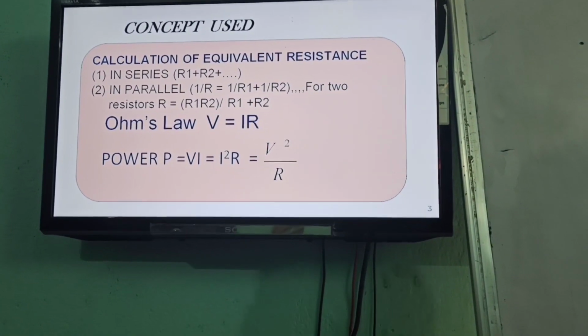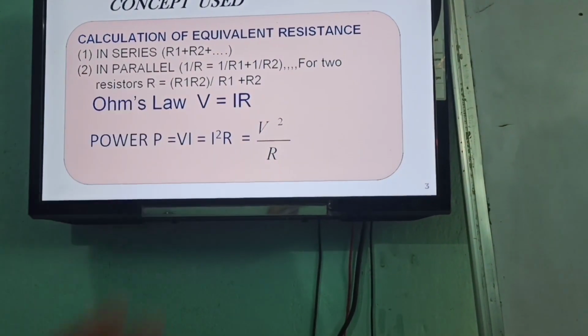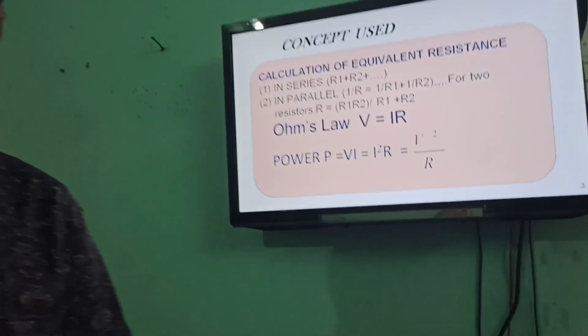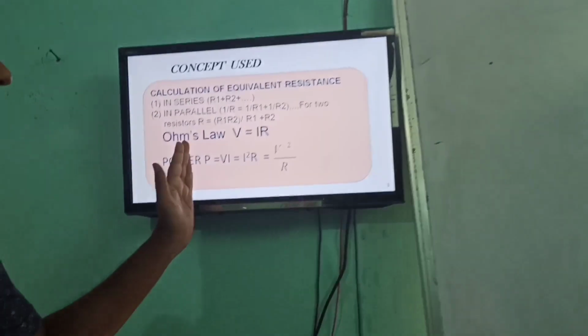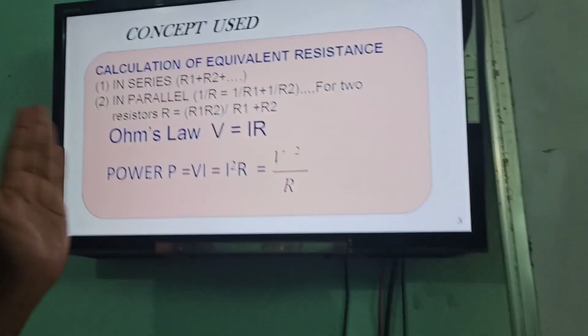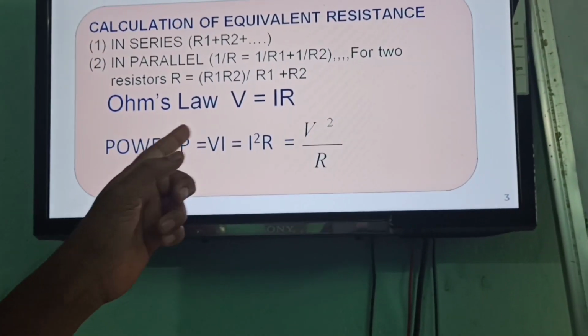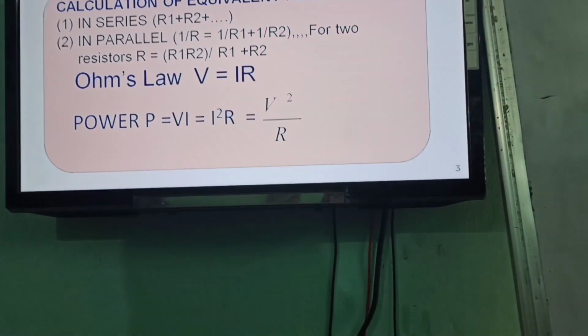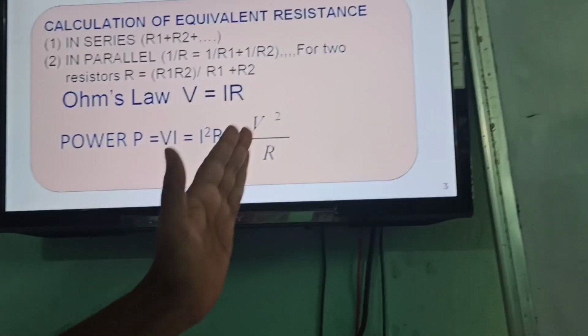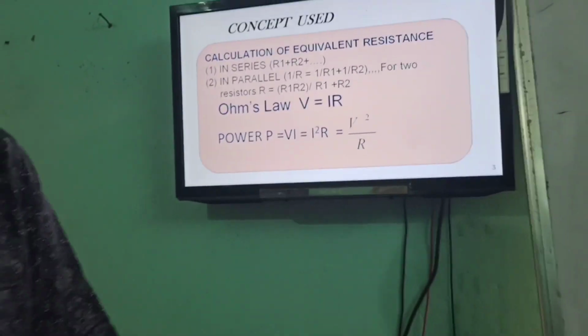The second knowledge is Ohm's law, which all of you know very well, that is V is equal to IR. And the third one is the calculation of power in a circuit, that is P is equal to VI. That is the first formula. Then it is I square R, the second formula. And then V square by R is the third formula.